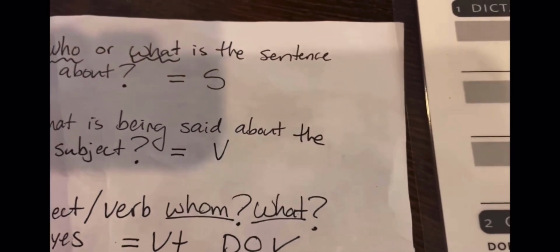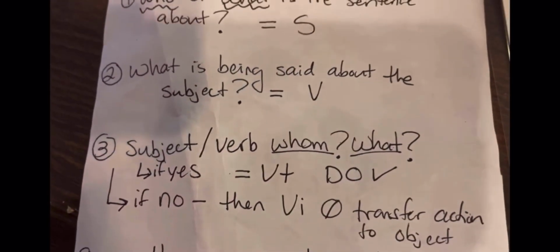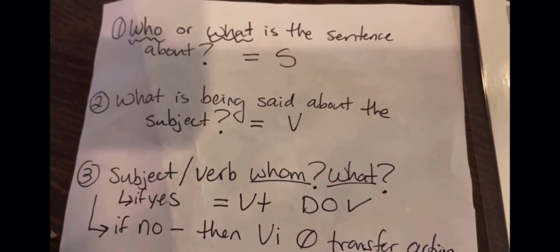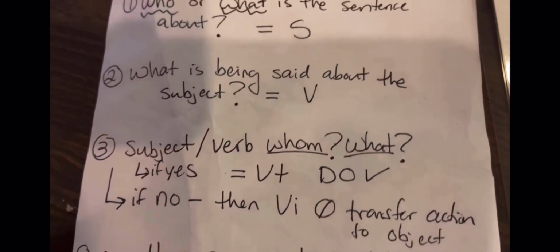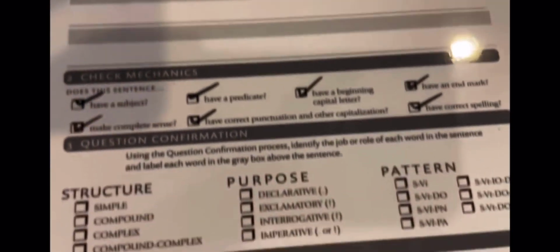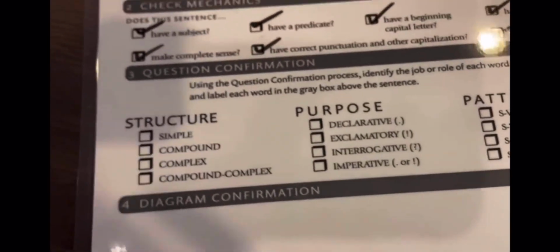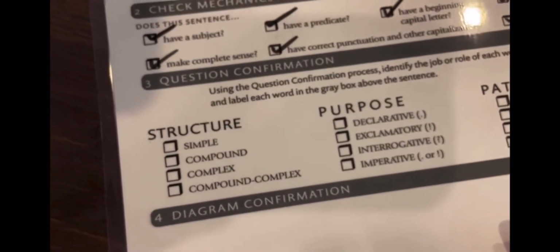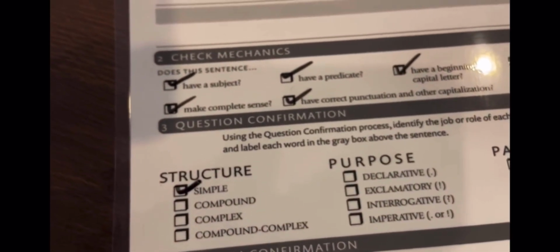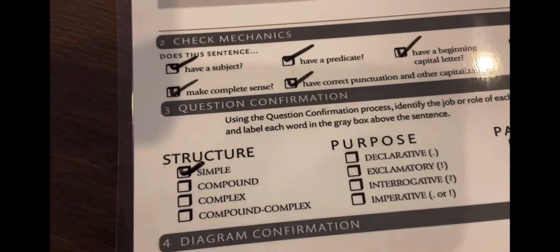Verb. The next question we need to ask is subject verb whom, subject verb what? Tom jumped who? Tom jumped what? Can I answer that? No. So if I can't answer that, we have a verb intransitive, does not transfer the action to another object. Okay, then we are ready to say, what structure is this sentence? It's simple, right? Because a simple structure contains one independent clause that makes complete sense.